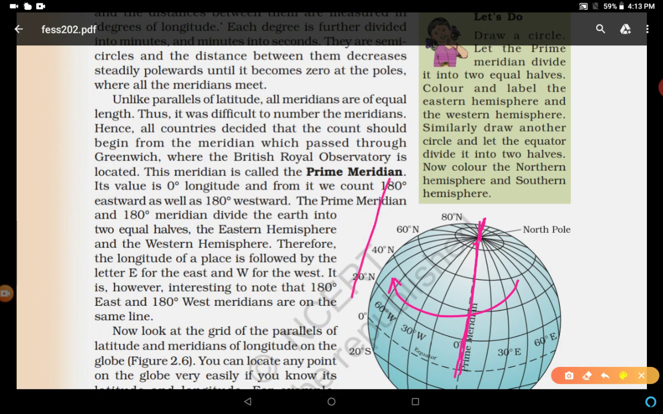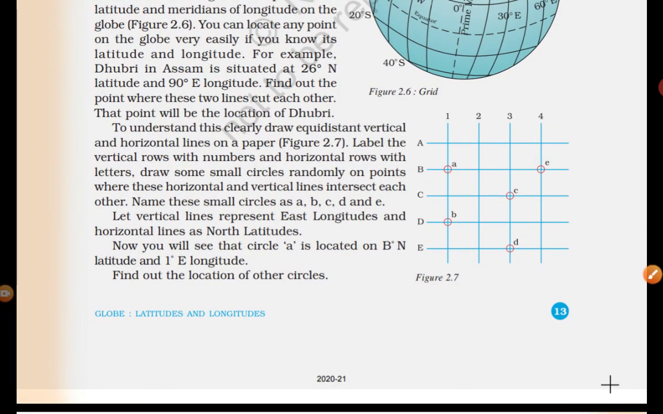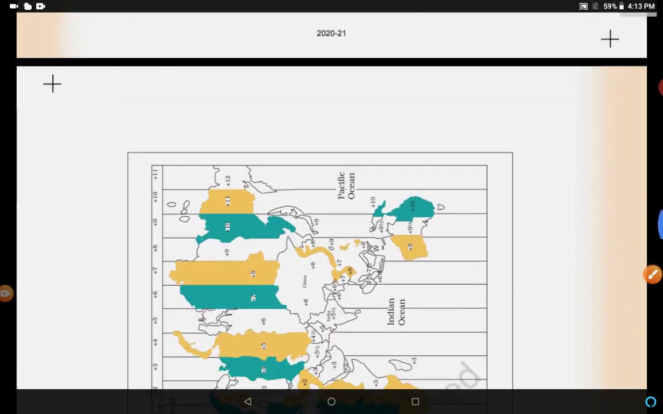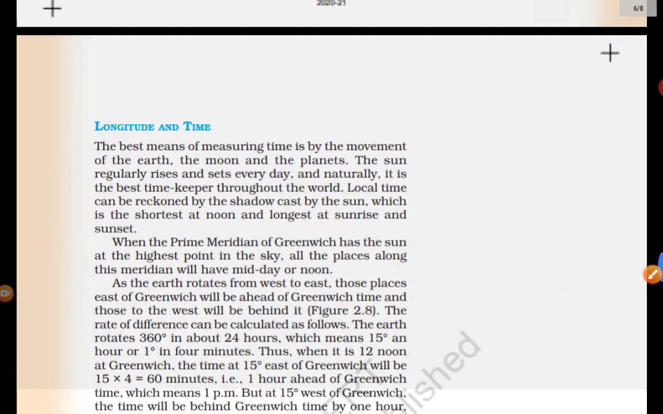So now come forward. With the help of this diagram you can draw in your notebook. You can understand clearly the location of any place, and you can find the location of any place with the help of this grid. Time zones we'll discuss later.